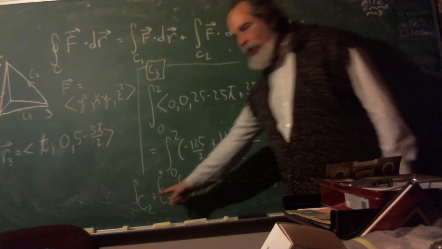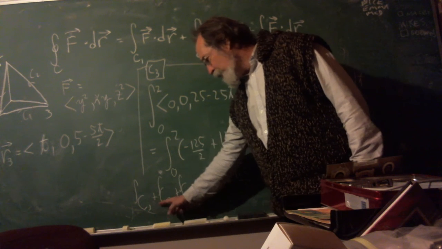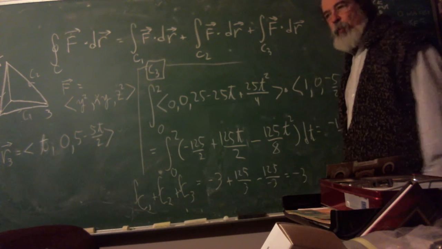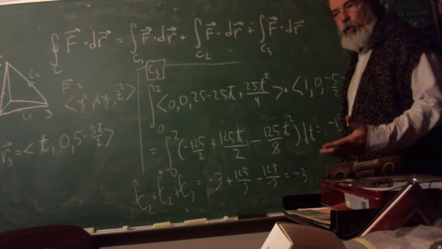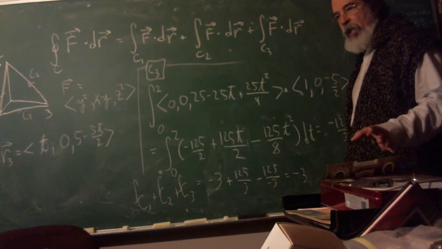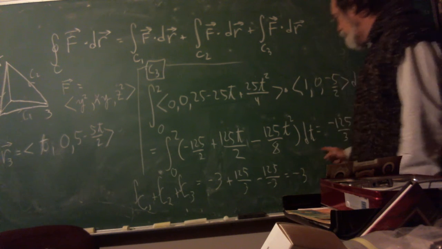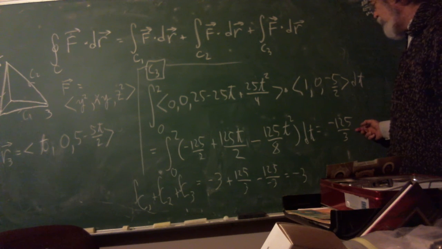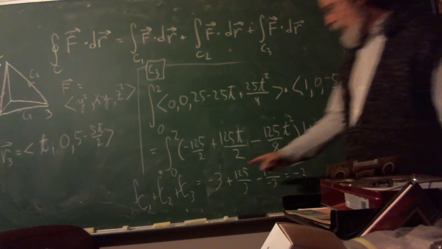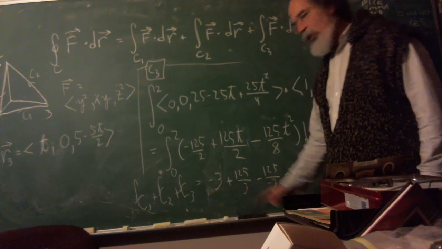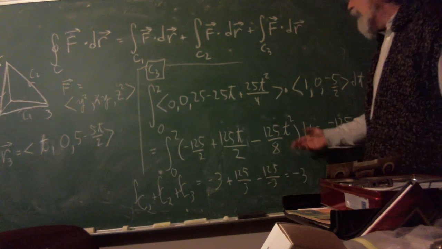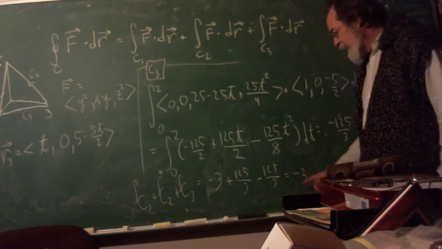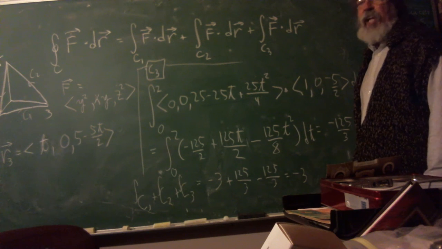I've written here, it's very hard to read, integral over C1 plus integral over C2 plus integral over C3. The first two curves don't change, they're fine, but add C3 to it, and the C3 came out to be -125 over 3. If you go back to the originals, the first one was -3, the next curve gave us 125 over 3, and this one was -125 over 3, giving us just the -3, which is the answer we wanted.